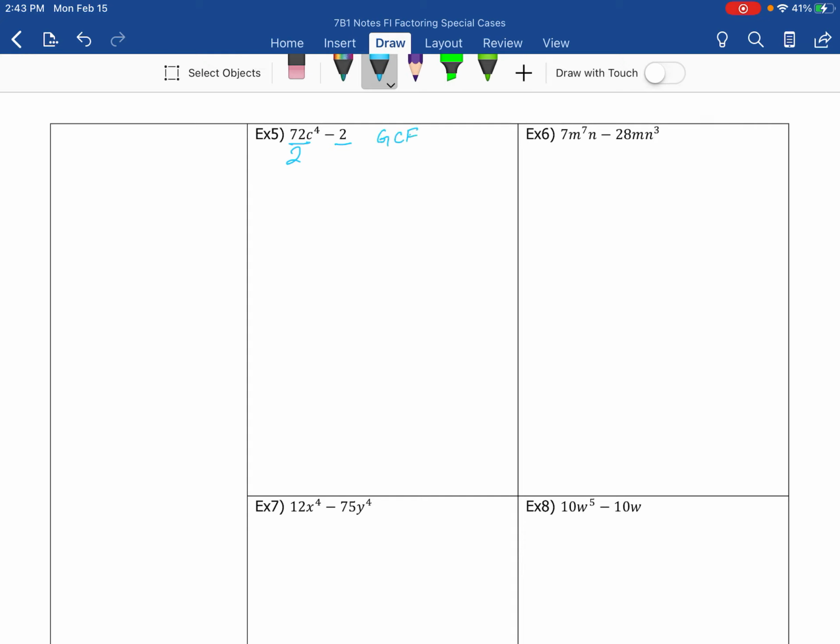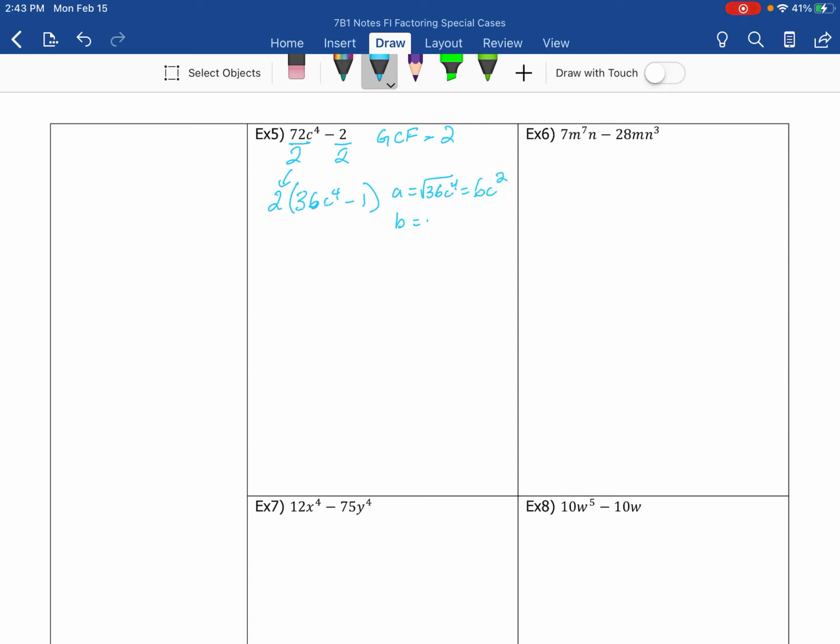Down here, I do find that I do have a GCF. The 72 and the 2 have a GCF of 2. So I divide each part by 2. So that's going to be, I take the 2 and I put it on the outside. Okay, just like I did before. That's going to be 36c to the 4th minus 1. I'll put this over here.